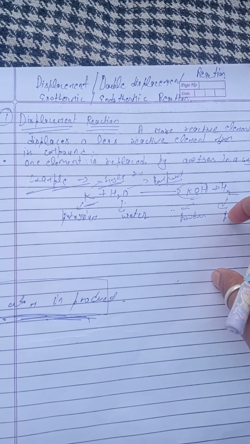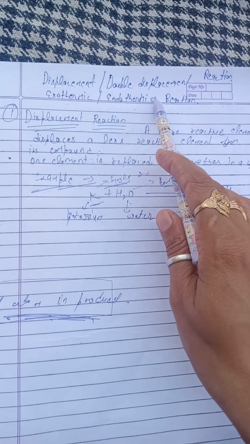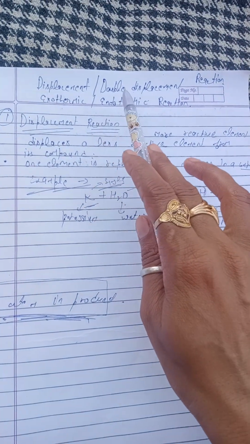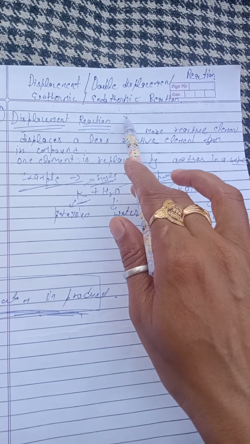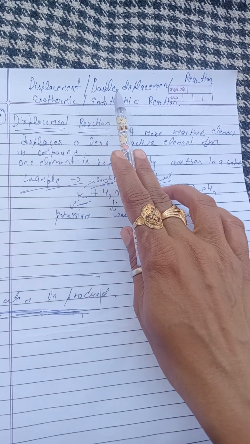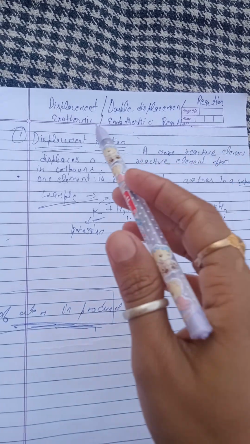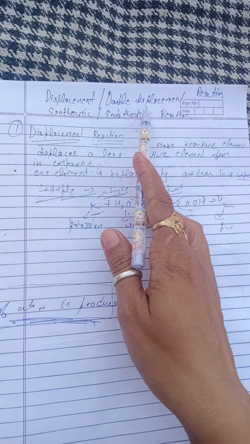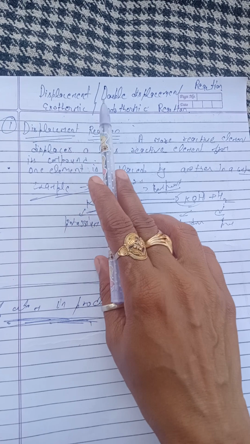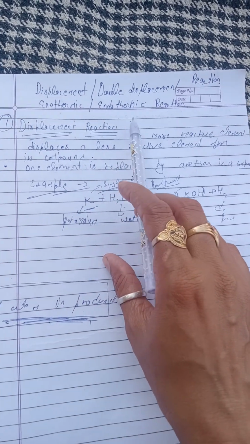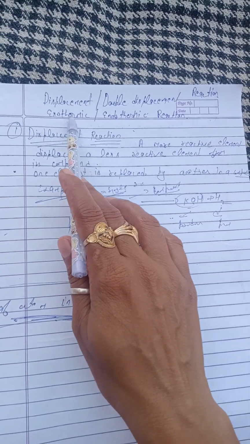Today I will discuss the displacement reaction, double displacement reaction, exothermic reaction and the endothermic reaction. First of all, we define the displacement reaction and double displacement reaction, and we also discuss the properties of the displacement reaction and double displacement reaction and the example of the exothermic reaction and the endothermic reaction. First of all, we define the displacement reaction.